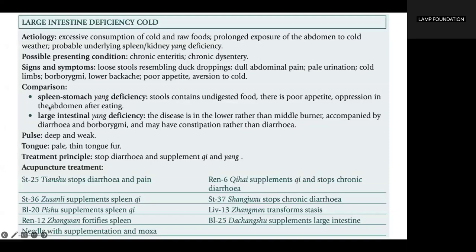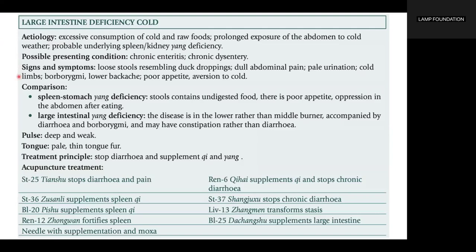So large intestine deficiency cold, the etiology would be excessive consumption of cold and raw foods, prolonged exposure of the abdomen to cold weather, probable underlying spleen kidney yang deficiency. Possible presenting conditions would be chronic enteritis, chronic dysentery. Signs and symptoms: loose stools resembling duck droppings, dull abdominal pain, pale urination, cold limbs, borborygmi, lower backache, poor appetite, aversion to cold.